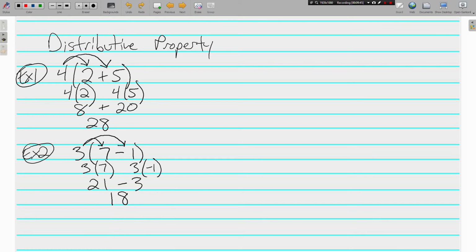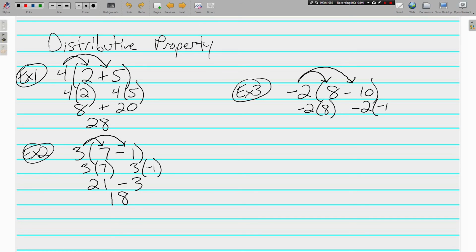Alright, now let's do an example that has a negative on the outside of the parentheses. Example 3. Negative 2 times 8 minus 10. Always look at the sign on the left. The negative 2 is going to be distributed to the 8 and to the negative 10. We have negative 2 times 8 and negative 2 times negative 10.